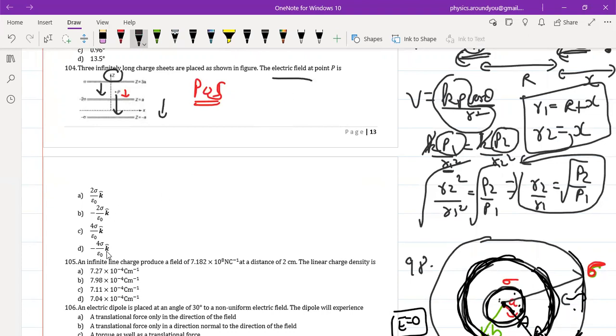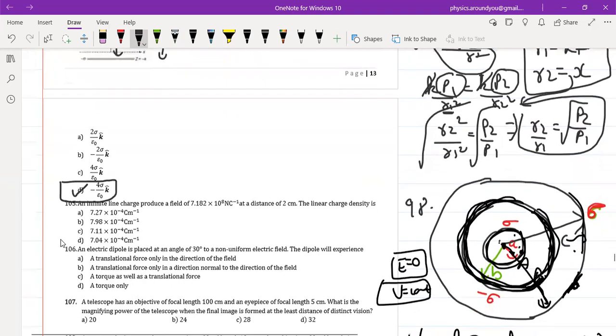Which of the options have minus k cap in it and addition of all the three? Only D has minus k cap, so addition of all the three. Hence D is the right choice for question 104.